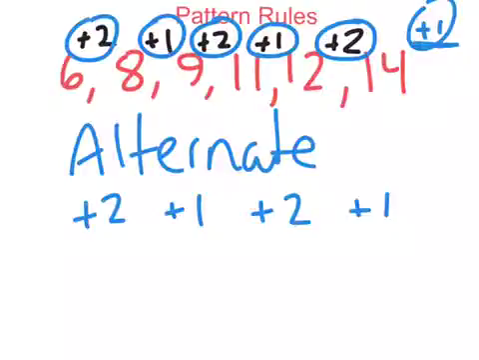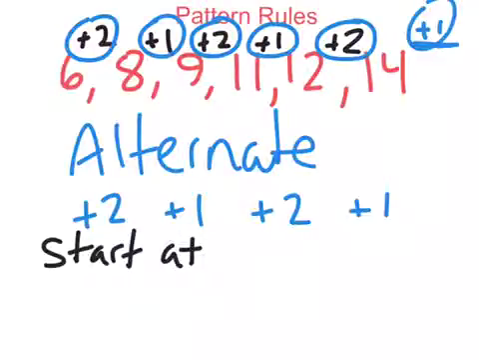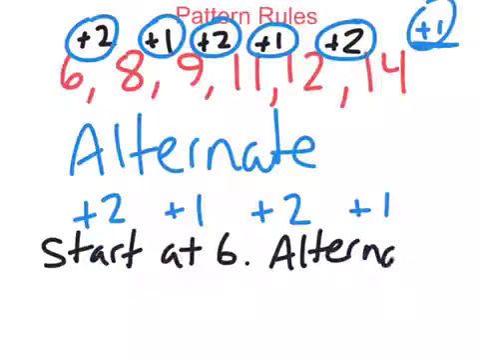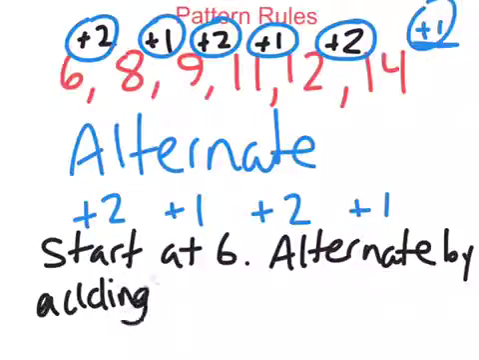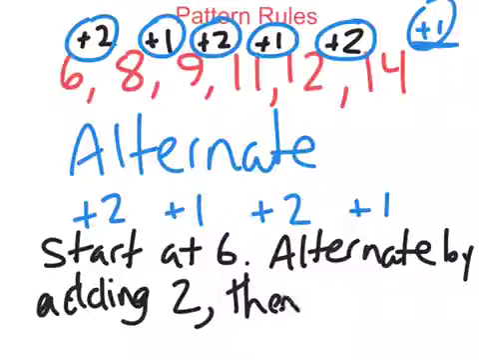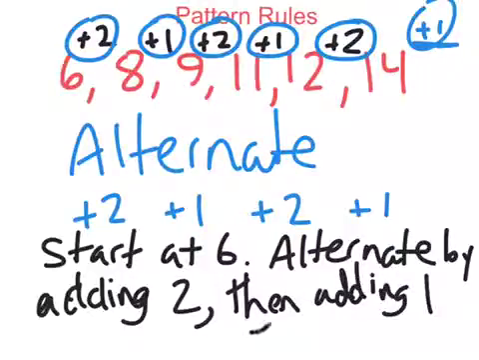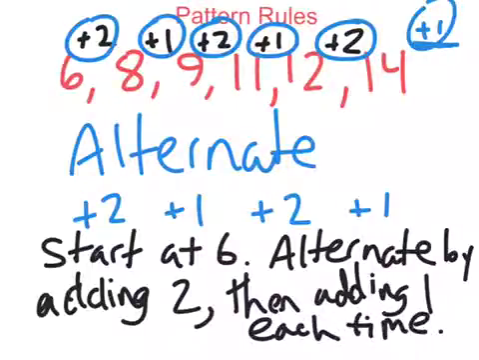So for this pattern, we would write: start at 6, alternate by adding 2, comma, then adding 1 each time. Wow, that's an important rule.